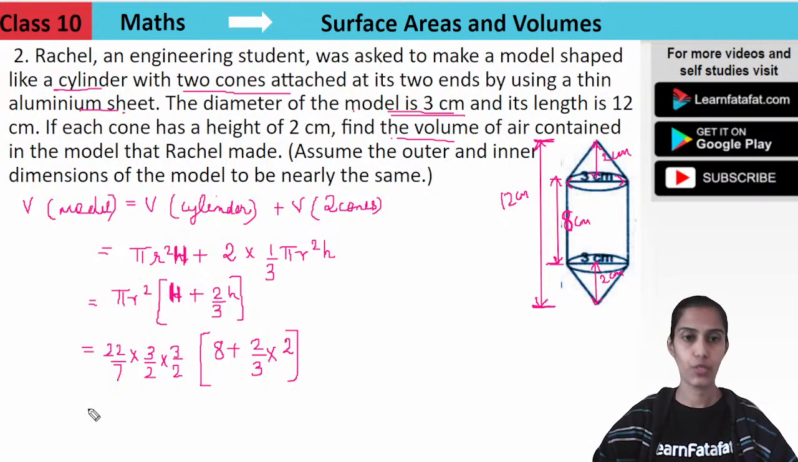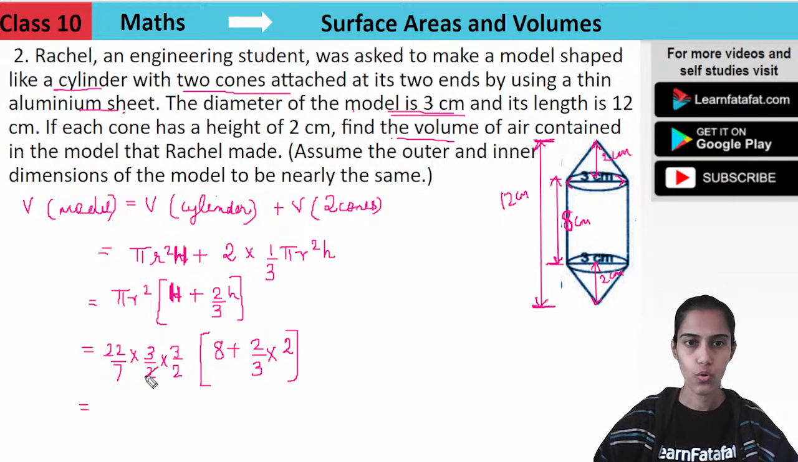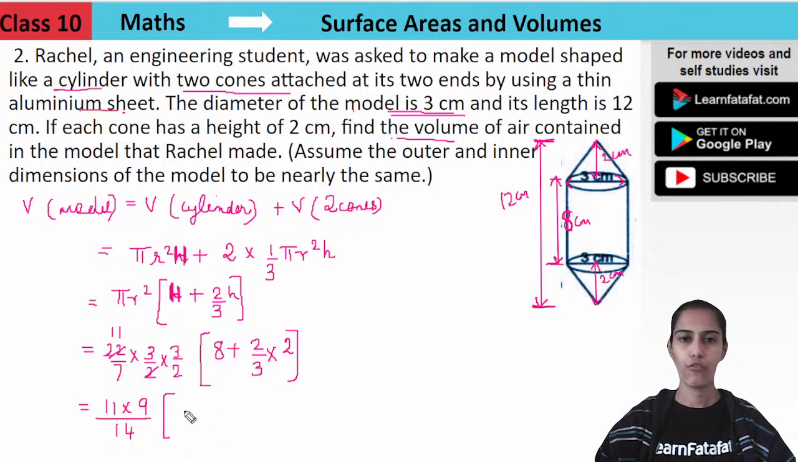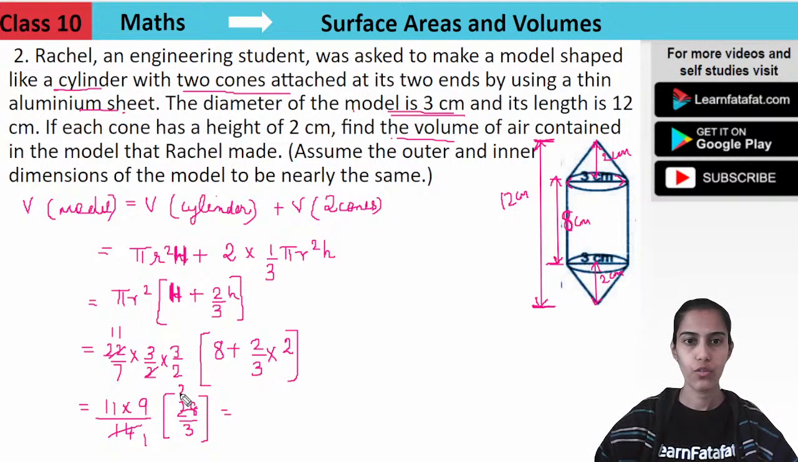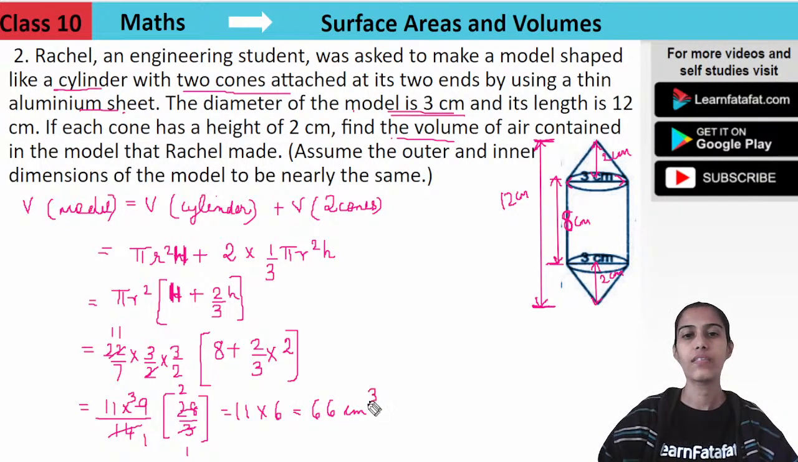Okay, so this is the substitution. And now let's do the remaining calculation. 2 11s are 22. So 11 into 3 3s are 9 upon 7 2s are 14 multiplied by 3 8s are 24, 24 plus 4, 28 upon 3. So how much will this give us? 14 1s are 14, 14 2s are 28, 3 1s are 3, 3 3s are 9. So 11 into 6 and मेरा आंसर यहाँ पे आ गया है 66 cubic centimeter. This is the final answer.